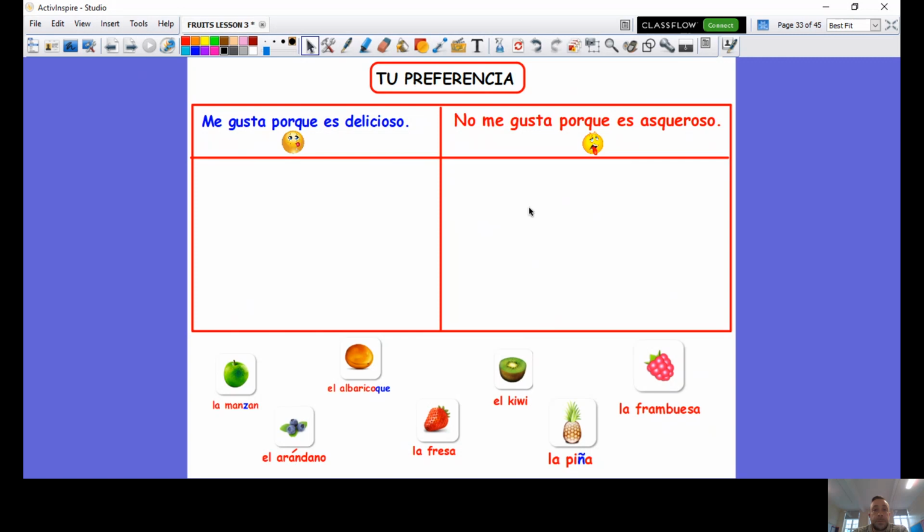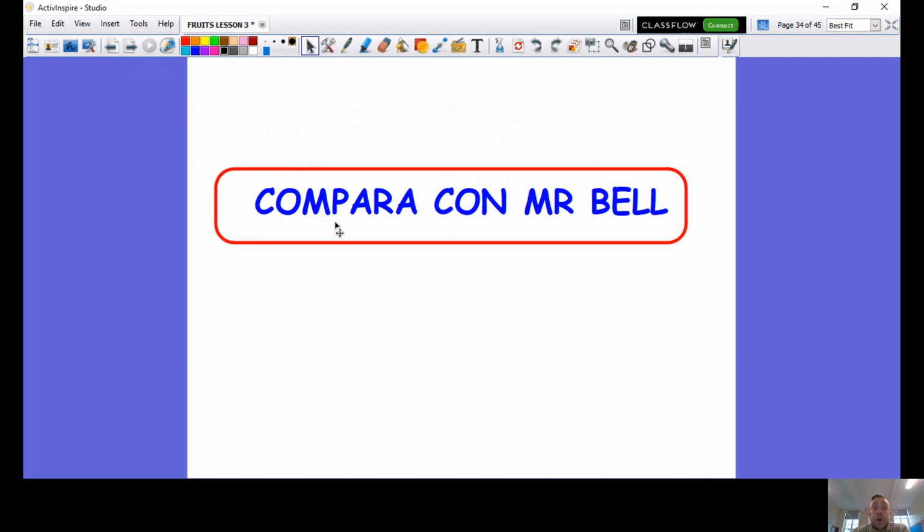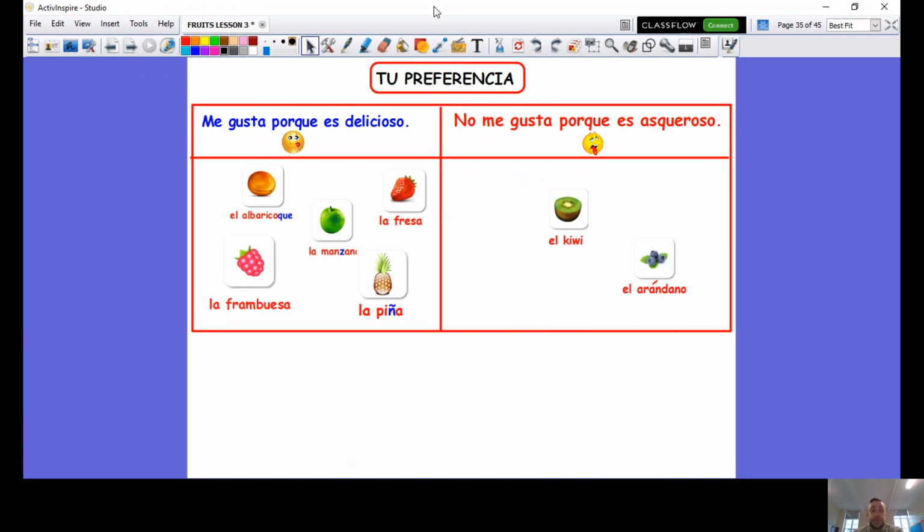Right, well done. I hope you finished your worksheet, because now it's time to compare with Mr. Bell. Compara con Mr. Bell. Compare your sheet with my sheet. This one's my one. As you can see, I put a lot of fruits in me gusta porque es delicioso. I like it because it's delicious.